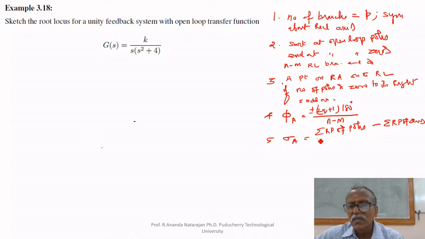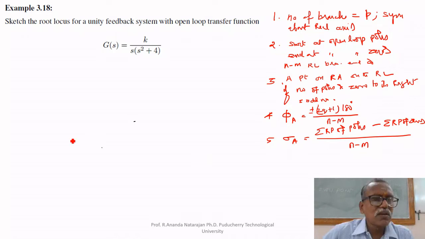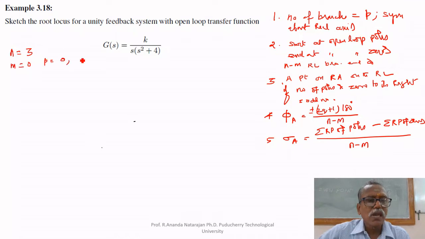These are the 5 rules already we have seen. By using these 5 rules, we can solve this sum. Sketch the root locus for a unity feedback system with the open loop transfer function G(s) equal to K upon s multiplied by s square plus 4. What are the poles? N equal to 3, 3 poles are there. M equal to 0. The poles are 0 and plus or minus j2.